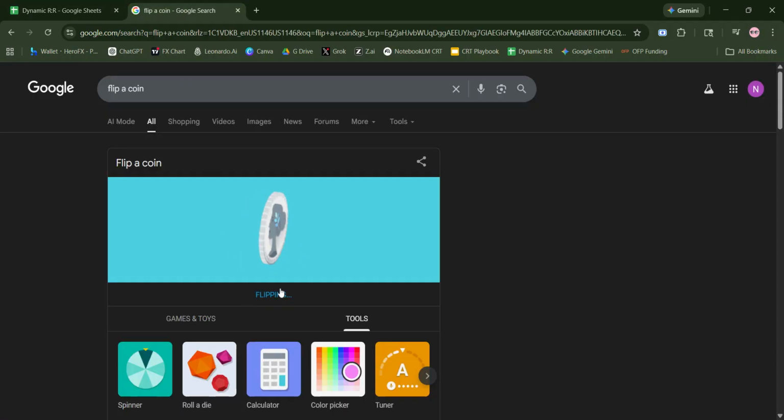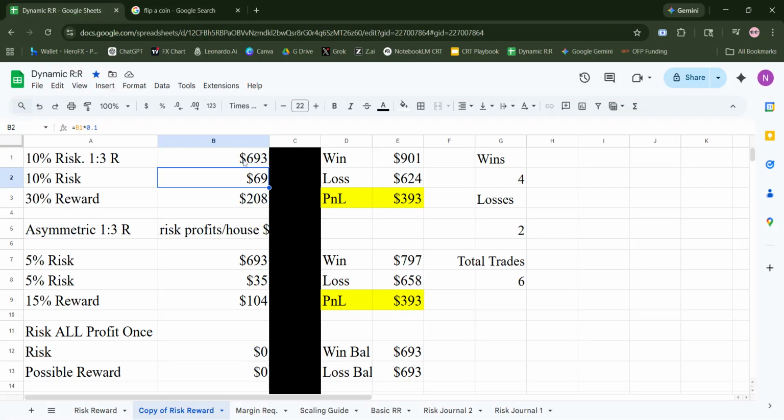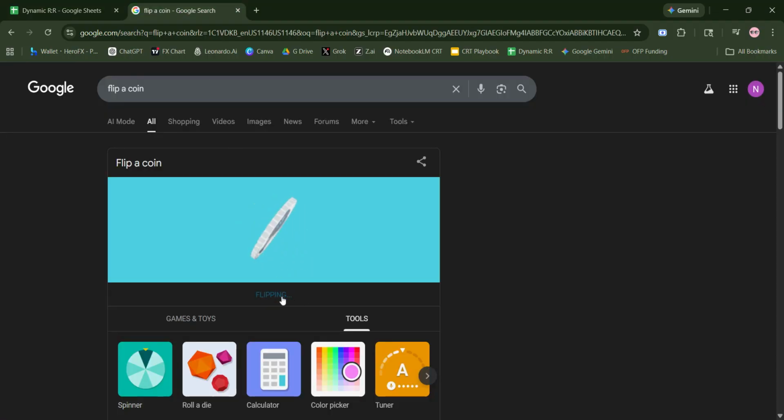I think we got 4 more. Okay, so that was a loss. So loss balance over here is 624. Over here, loss is 658. Okay, so if we notice, asymmetric has a slight lead over here. Okay, we got $358 in profit over here. And that's a 3 there. Okay, we got 324 over here. So they're still pretty close though. Let's flip again.